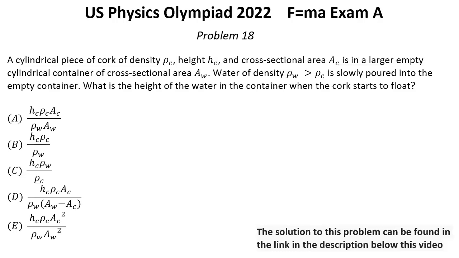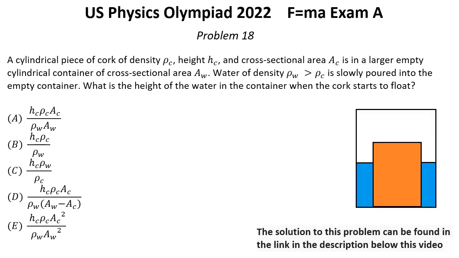Solution for problem number 18. First, let's draw the picture. On the picture we have a container with a piece of cork and water where this piece is just starting to float. According to Archimedes' principle, the weight of the water displaced has to equal the weight of the cork for the cork to start floating.